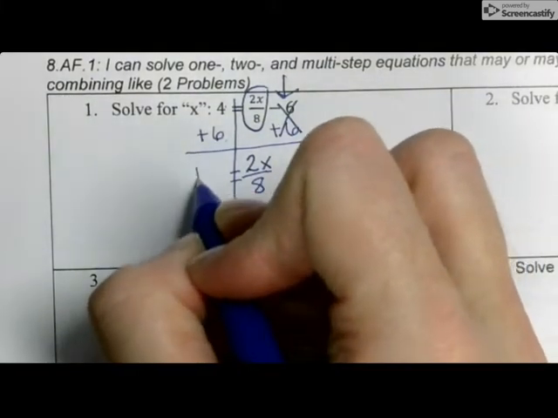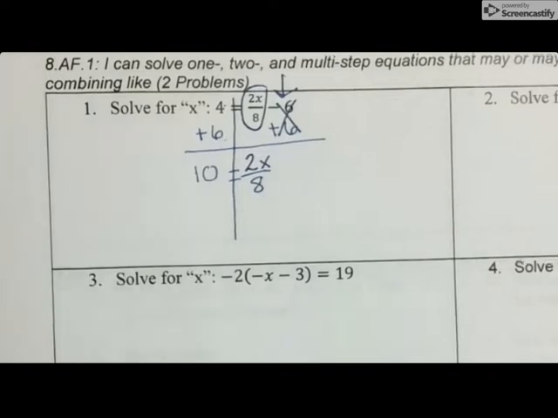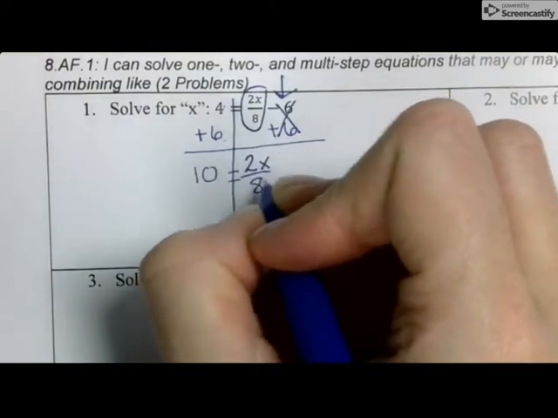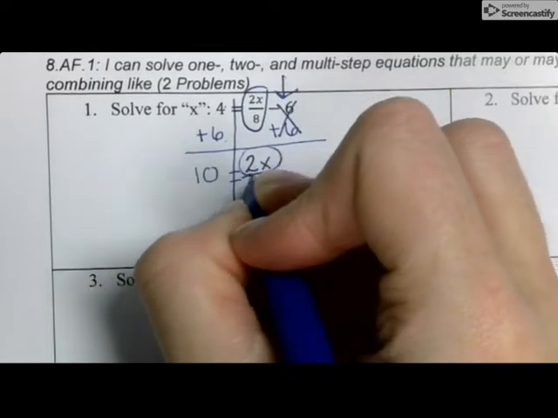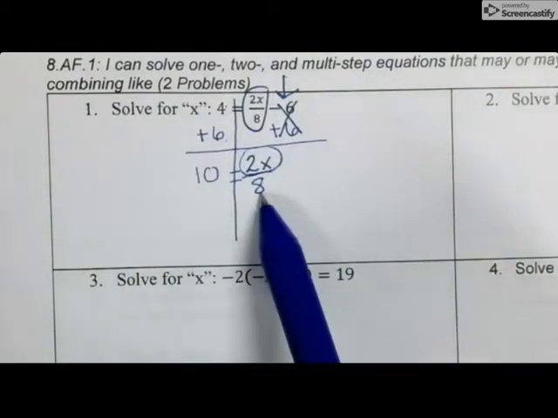10. Okay? You will get a calculator for your test. Don't worry about that. Your test will also be multiple choice. Okay? Now again, this whole thing is now by itself. So I want to start to get this alone. That 8 is what's in my way.